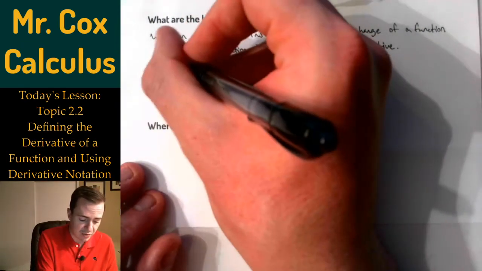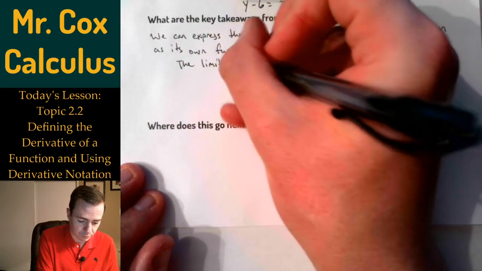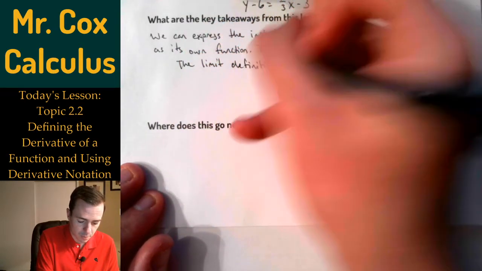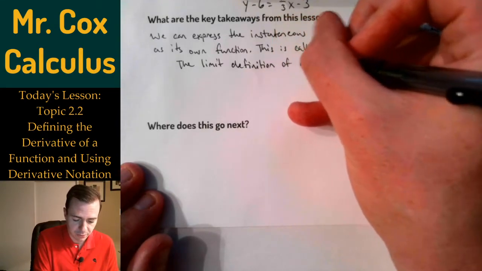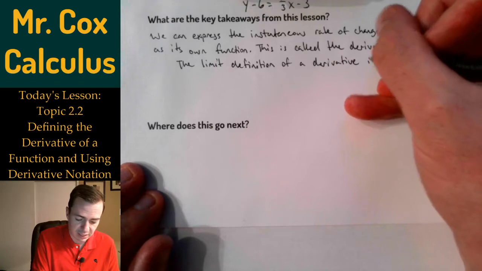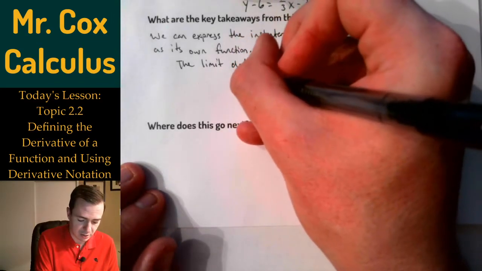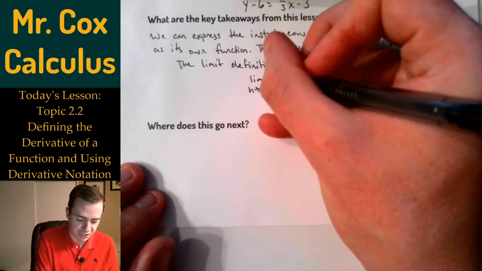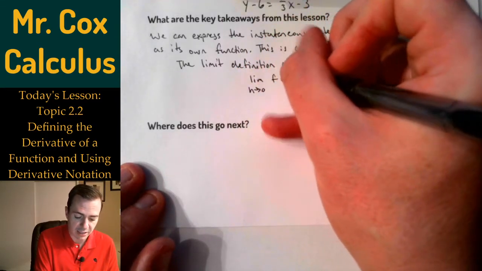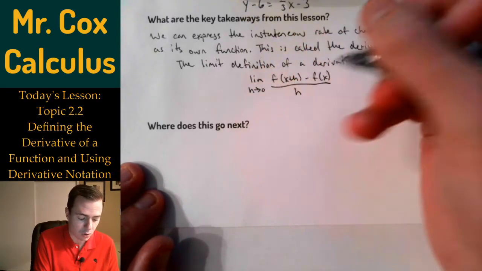The limit definition of a derivative is the expression limit as h approaches 0 of f of x plus h minus f of x all over h.